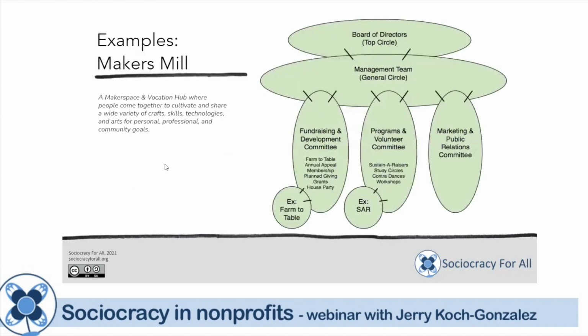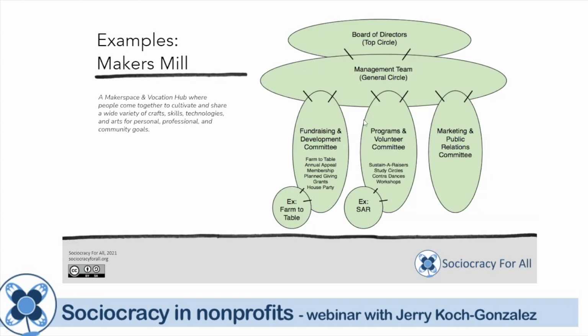So here's Maker's Mill. They are intending to be a meeting place and a maker space where people from the region can come in and do all sorts of metal work, pottery work, jewelry work, all sorts of things. So learn trades, share skills with each other, etc., serving as a community center. So very traditionally, they have a top circle and they have a management team with an executive director. The double link, that's the arrows here are implying that double link. So the executive director and the delegate from the management team serve on the board.